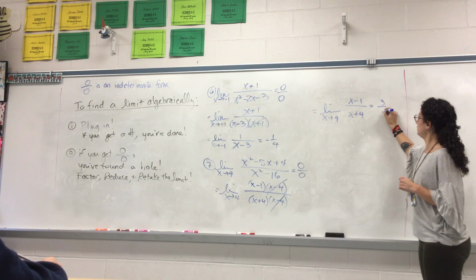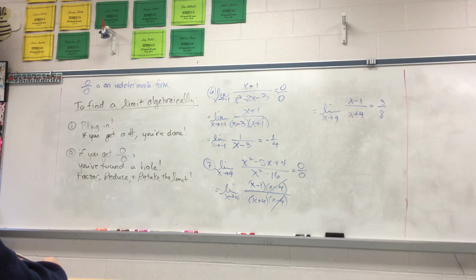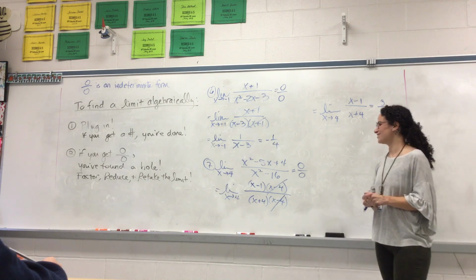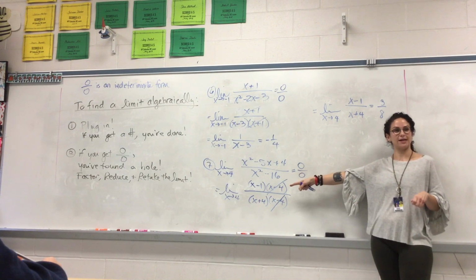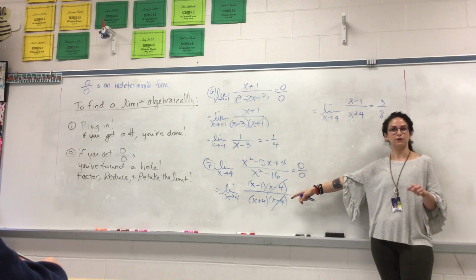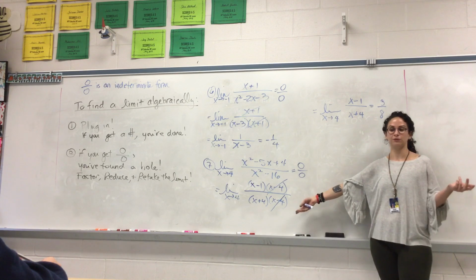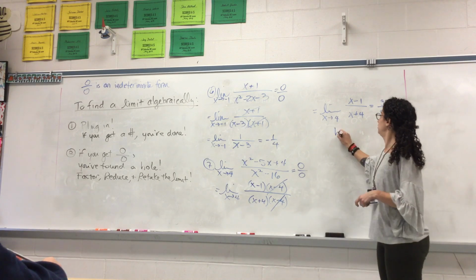How about 3 over 8? I do. Alright, yeah, it was tough. Okay, we're going to get 3/8. And again, graphically, with this crazy mother function, what's happening at 4? There's a hole. Where's the hole specifically? At what point? (4, 3/8).